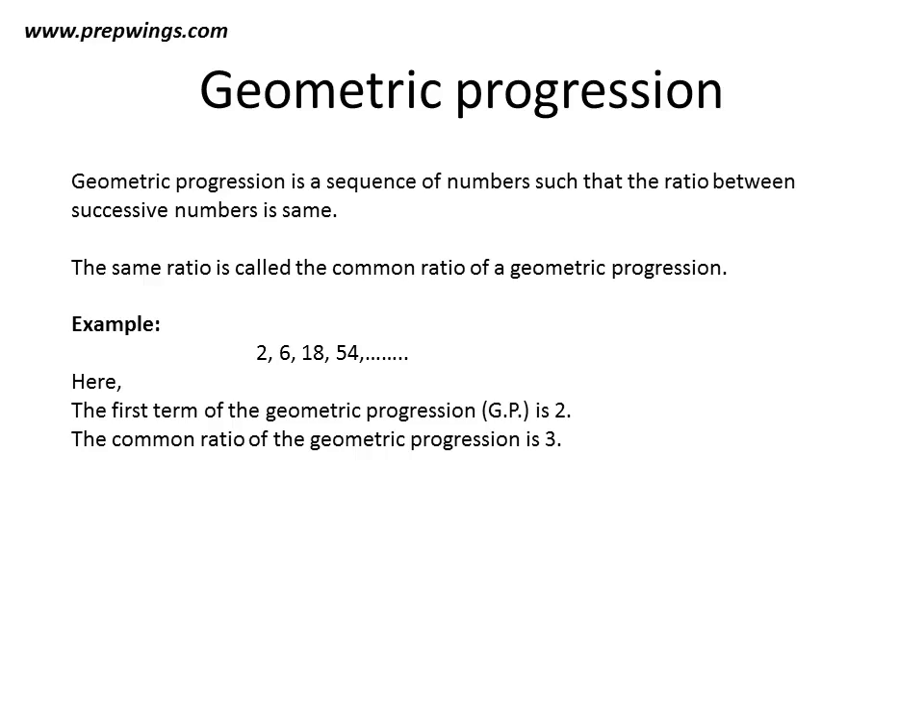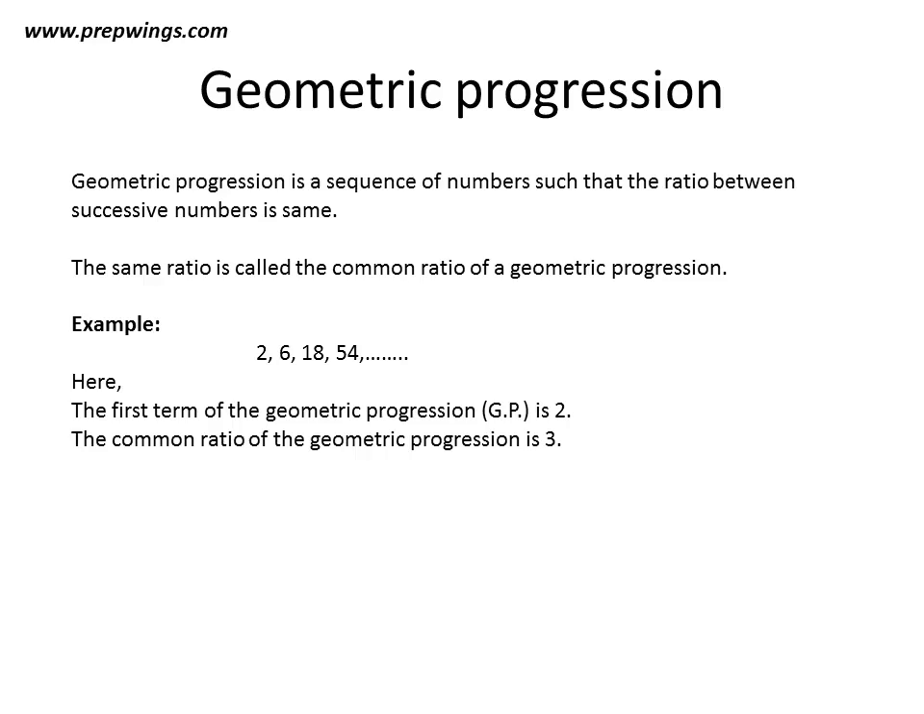An example is shown over here. Suppose the sequence is 2, 6, 18, 54 and so on. So now the first term of this geometric progression is 2. The next term 6, that is 2 into 3. Then the next term 18, it is 6 into 3. The next term is 54, that is 18 into 3 and so on. So what we are doing is we are multiplying 3 to the previous term. So the ratio that we are getting is 3.